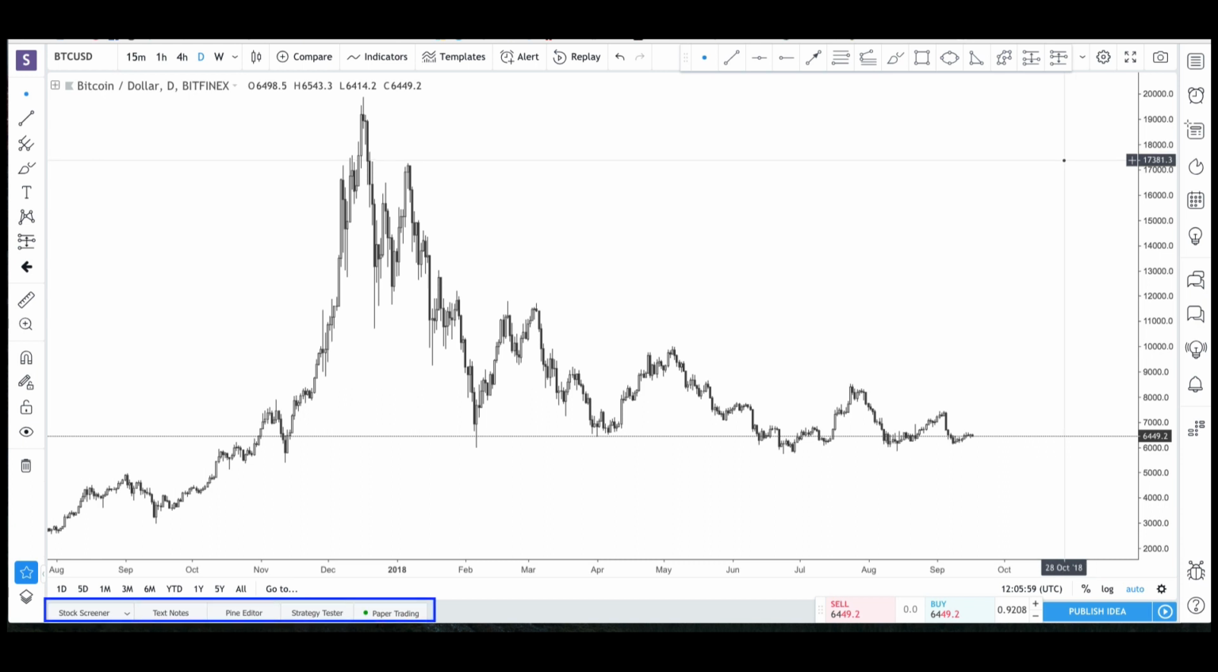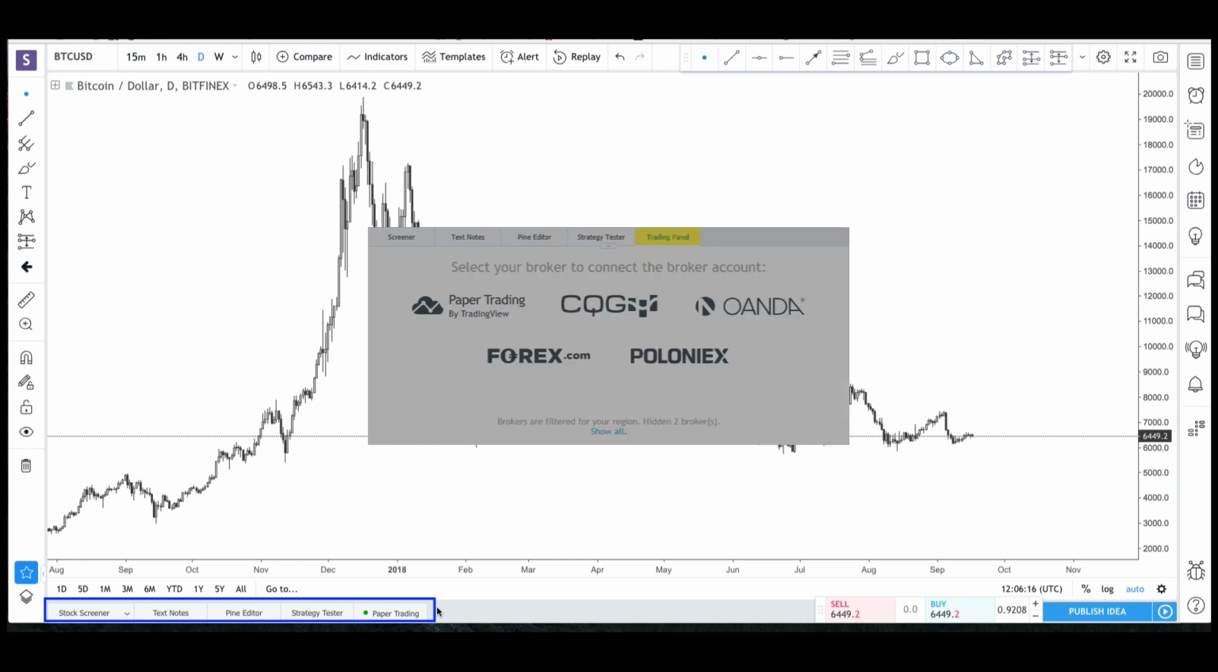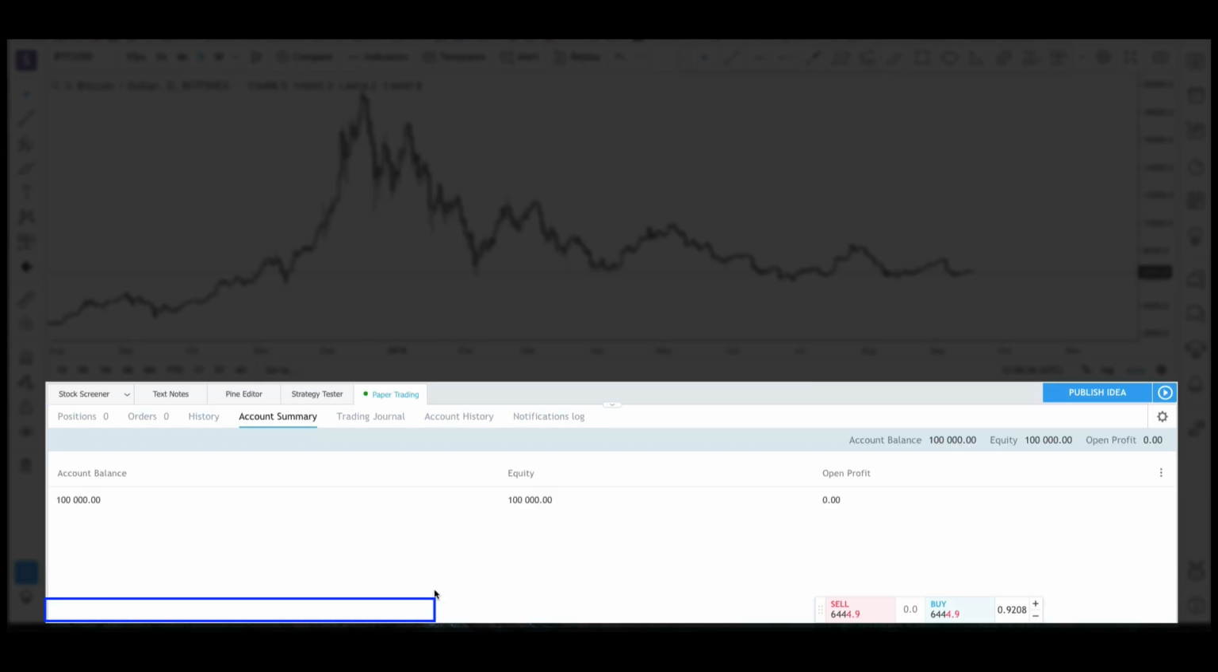So down the bottom of your TradingView account, you've got these tabs, and you'll see where mine says paper trading with the green spot. If you haven't activated this before, it will probably say trading panel or something similar. When you click on the trading panel, it will open up a small tile window and give you a range of exchanges. The one on the left will say paper trading by TradingView. That's the one you want to click, and then it'll activate.